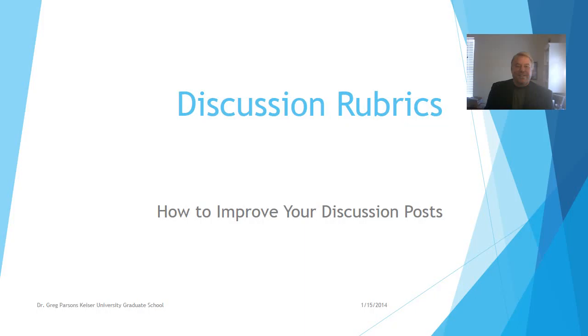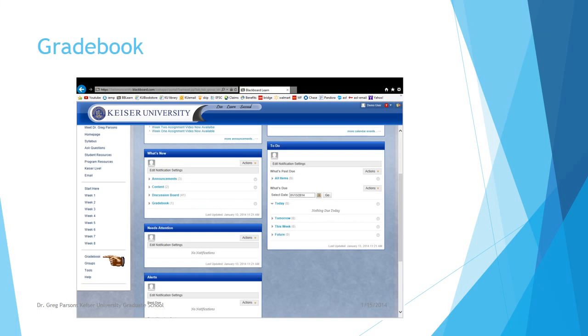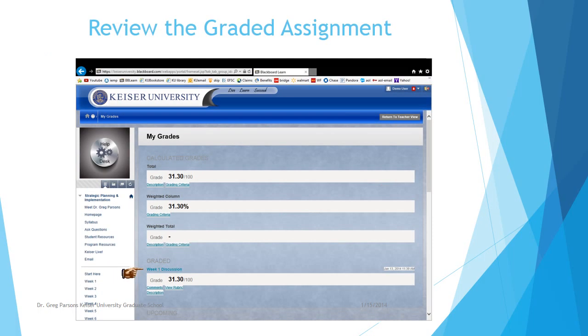This is going to be a short presentation on discussion rubrics that we'll be using to evaluate your discussion posts for the class. When you receive your grade, you go to your grade book to see how you did on a particular assignment. So you push the grade book button, and then you get this screen, and generally this will show you the score that you got.